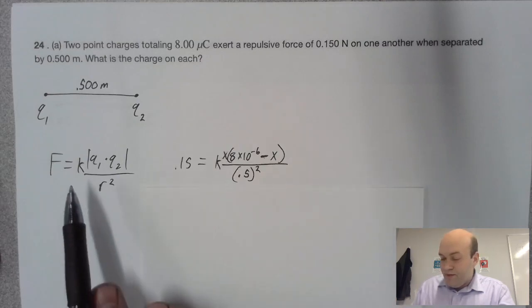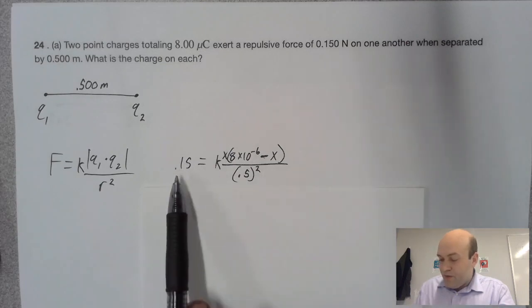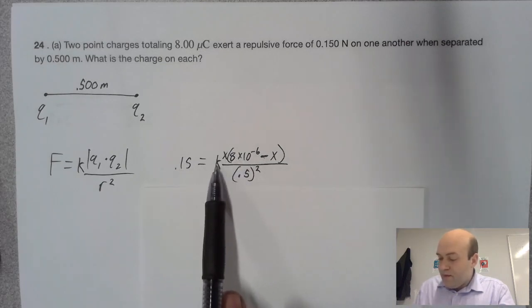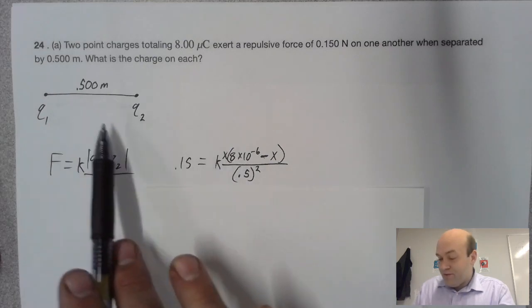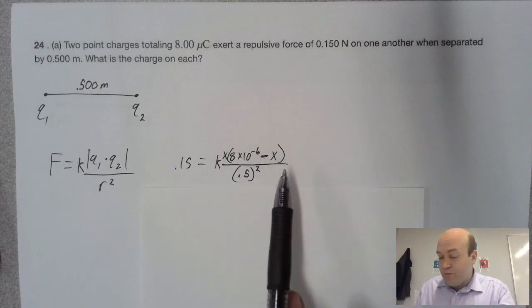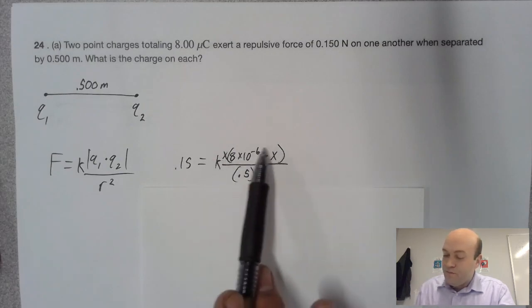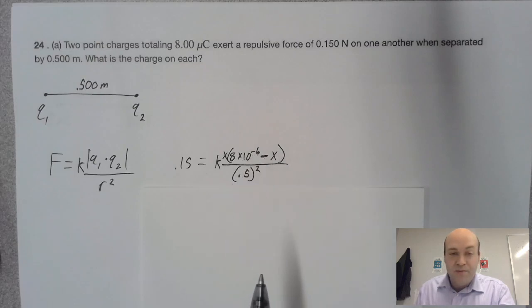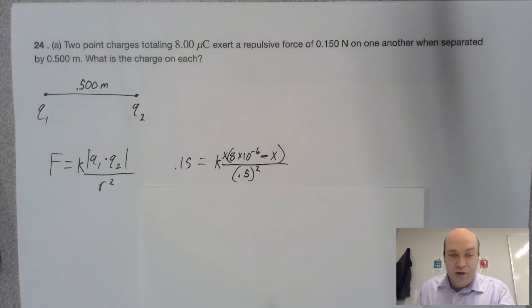If I just plug into my formula here, then I've got my force in newtons from the problem, I've got my constant that we can look up, and I'm going to name one of those charges x, and then the other one is just going to be this 8 microcoulombs, so 8 times 10 to the negative 6 coulombs, minus x. So I've got the one that I know, and then I can quantify the other one just by subtracting it from my total up there. And then on the bottom, I've got the distance squared.